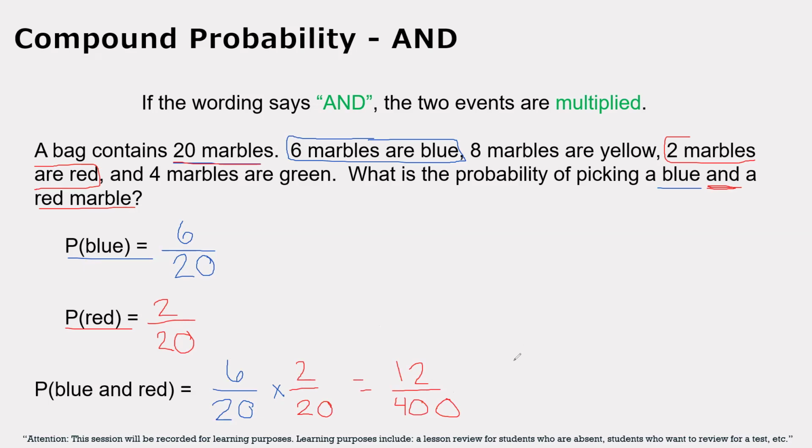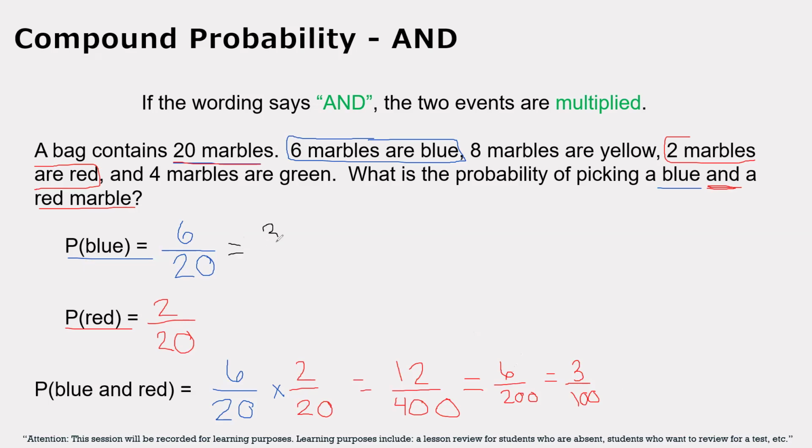Now you can simplify this fraction. First thing I noticed is they're both even numbers, so I could divide by 2. That would give us 6 over 200. Still both even numbers. I'm going to divide by 2 again. That gives me 3 over 100. And then I have nothing else other than 1 that they could both be divisible by. There's my simplified fraction.